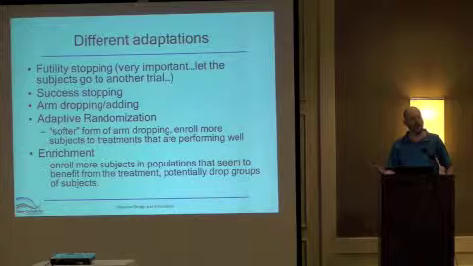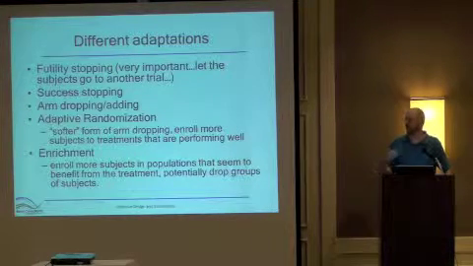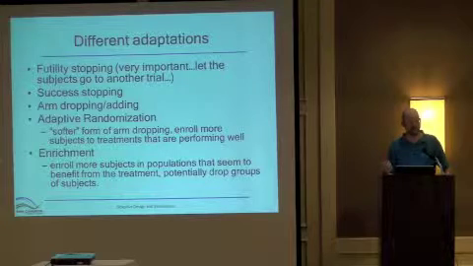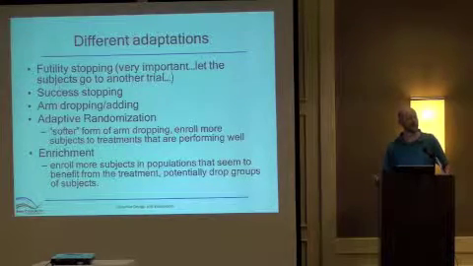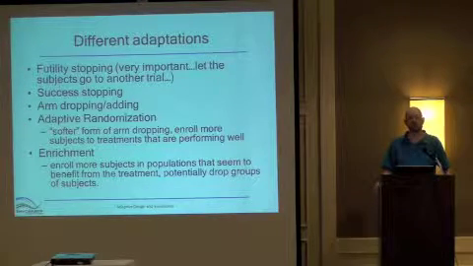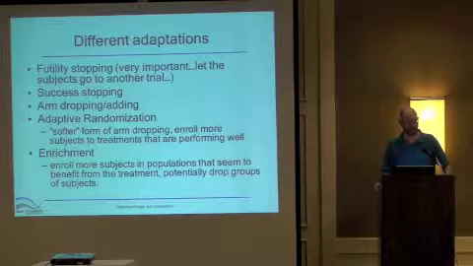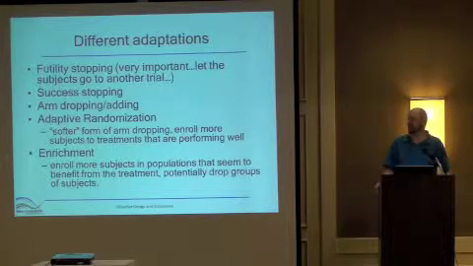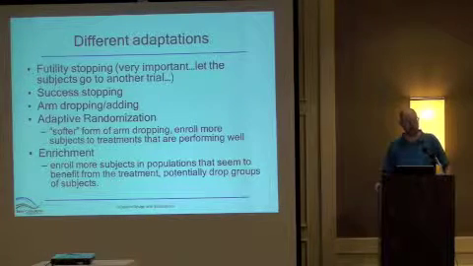So the different kinds of adaptations that we might be doing, so futility stopping, these are just terminology. Futility stopping would indicate that we stop the trial and we declare failure. The goal is to save resources, to allow the subjects to go to another trial, simply to be able to disseminate the result that this doesn't work. We can stop for success. That's rarer, but it can happen.